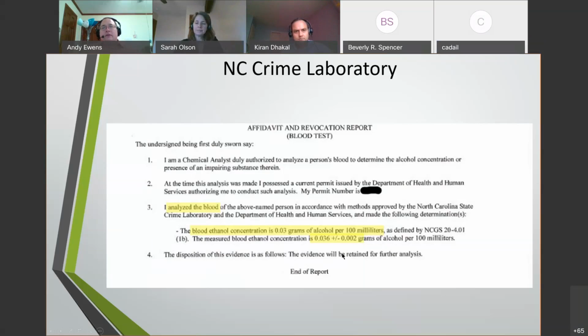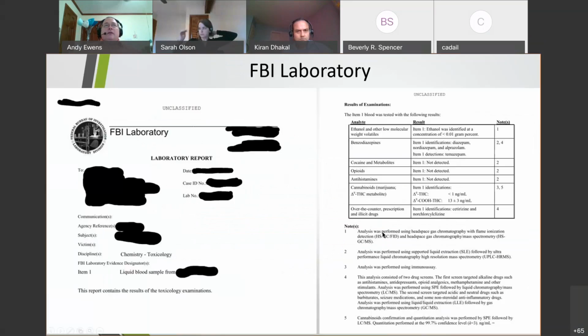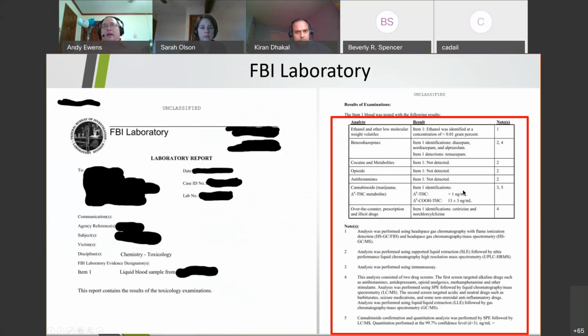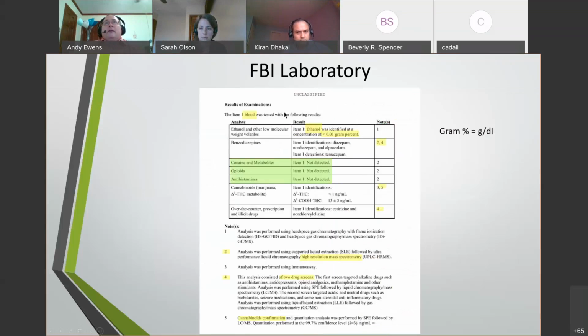Most labs do not necessarily give you an error rate. So this is from the FBI lab. Here we've got a table, and also lots of footnotes to go with that. So if we look closer, the FBI here is reporting that this was a blood test, that they tested in ethanol. They got less than 0.01 grams percent.